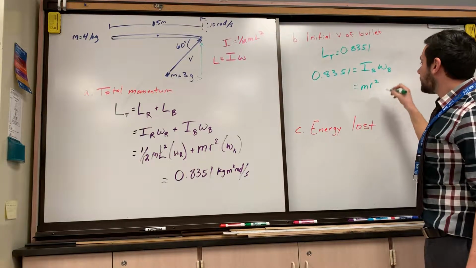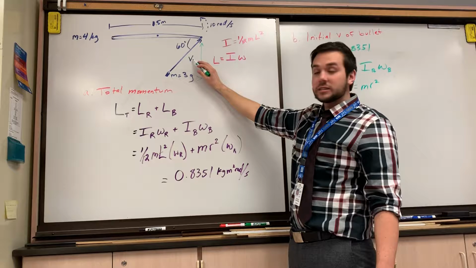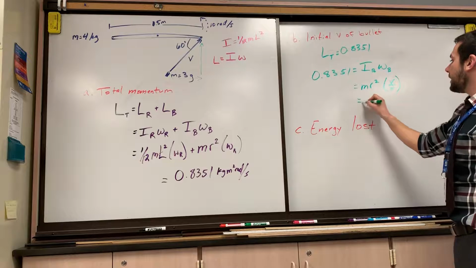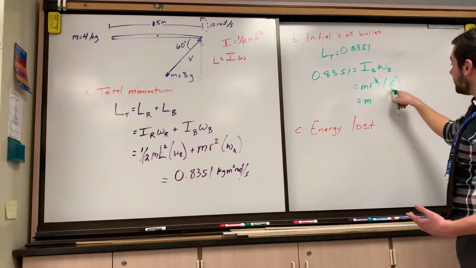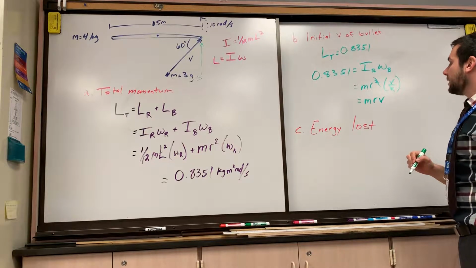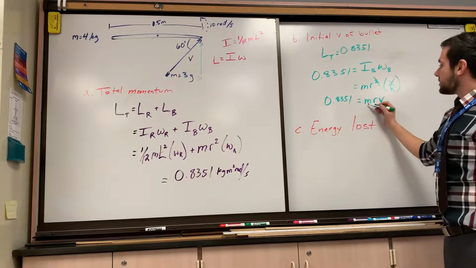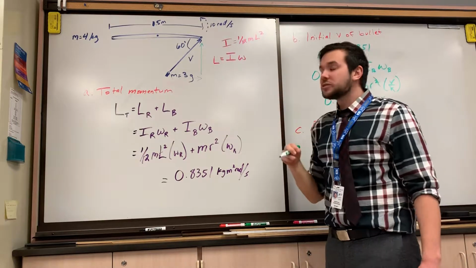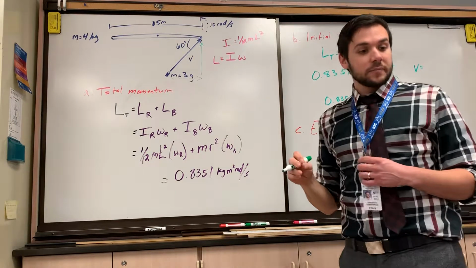So instead of I of the bullet, omega of the bullet, we can say that's mr squared times, now instead of the angular component, we're only going to get the actual translational component, so we can convert that into velocity over radius. The radius squared component cancels out with this radius, so it's m times radius times v. And so we can say that's equal to 0.8351. This is the mass of the bullet, and this is the radius where it's hitting, which is 0.25. And when we solve for that, we get a significantly large velocity.